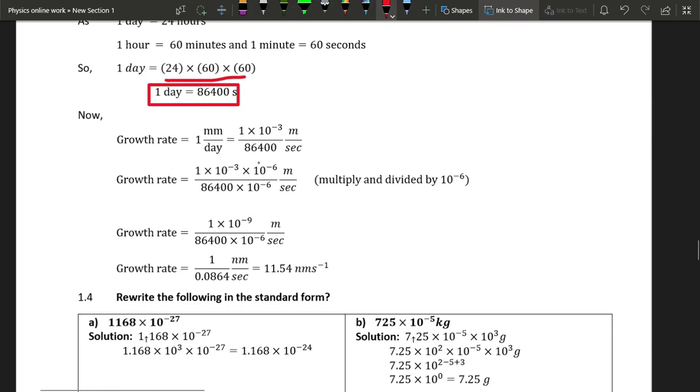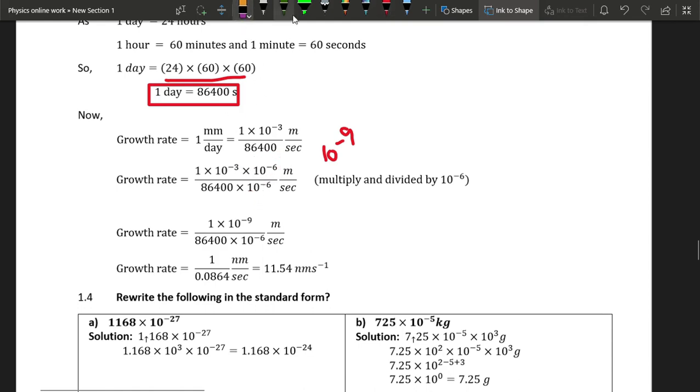Now 1 millimeter per day can be written as 1 into 10 raised to power minus 3 divided by 86400 meter per second. Now to get a nanometer, as we know that nano is 10 raised to power minus 9, to get 10 raised to power minus 9, we multiply the numerator with 10 raised to power minus 6. So we must multiply the denominator with the same value.